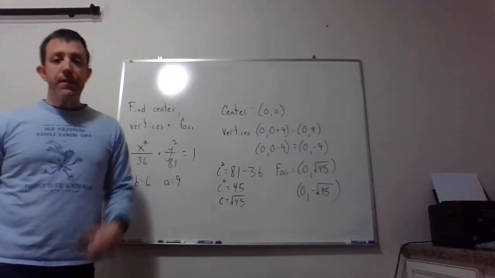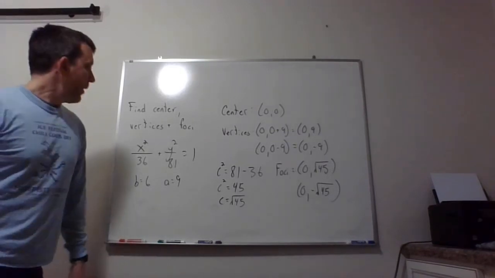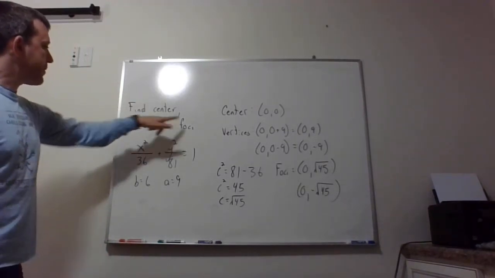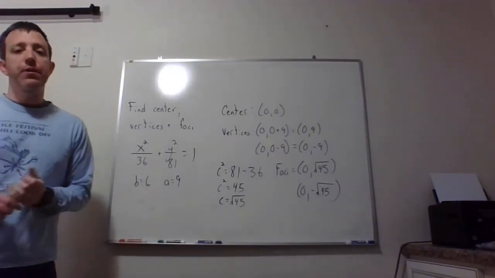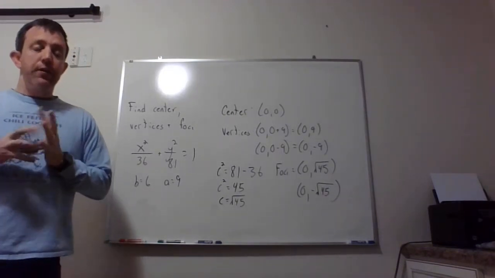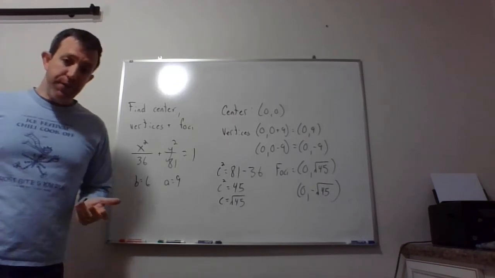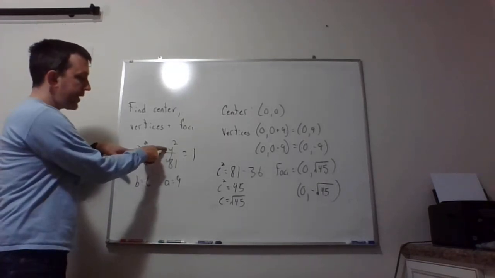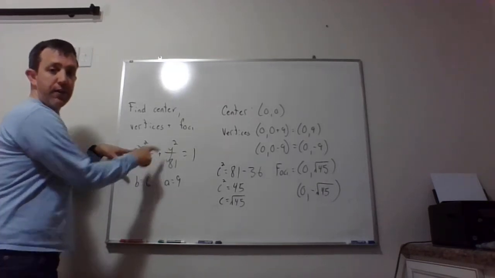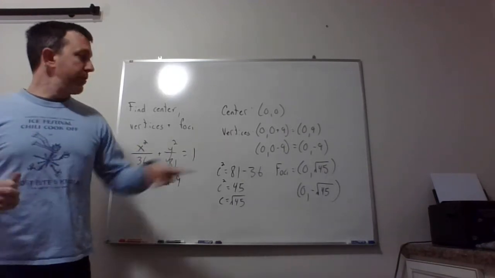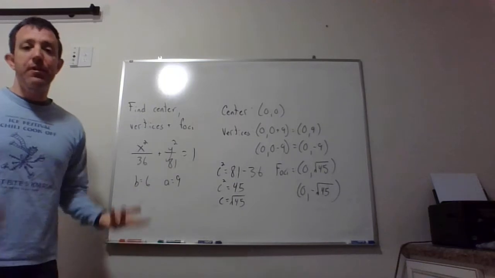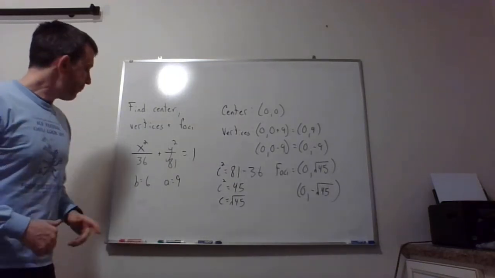All right, so here's our first example using ellipses. We want to find the center, vertices, and foci for this equation: x squared over 36 plus y squared over 81 is equal to 1. So when I go through this, here's what I notice first. I am not adding or subtracting anything with the x and y. So what that tells me is that h and k back in that formula are both 0. So my center is just (0, 0), which is going to make this one actually really pretty nice.